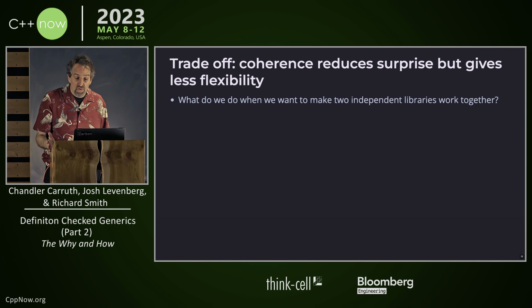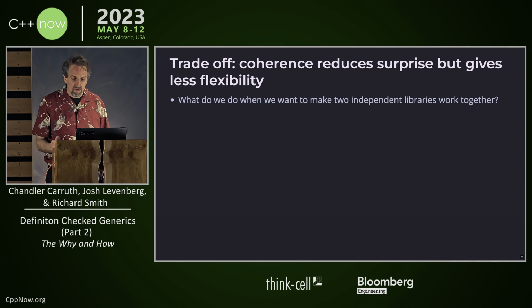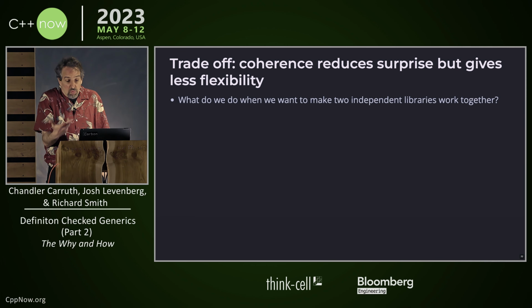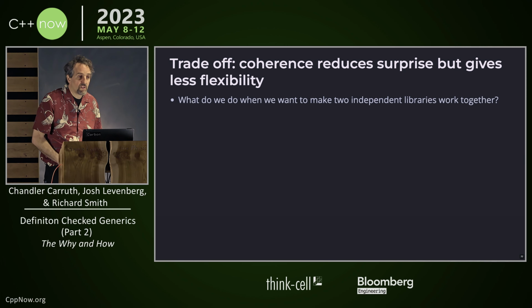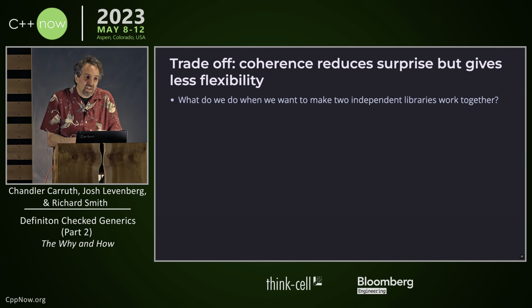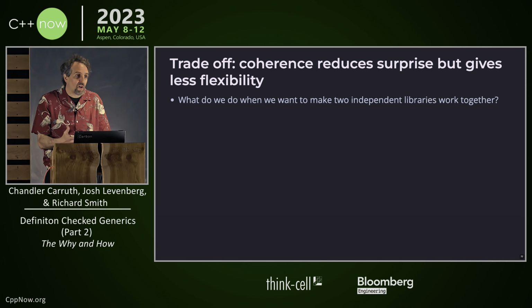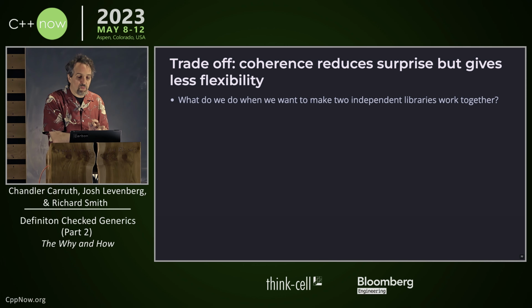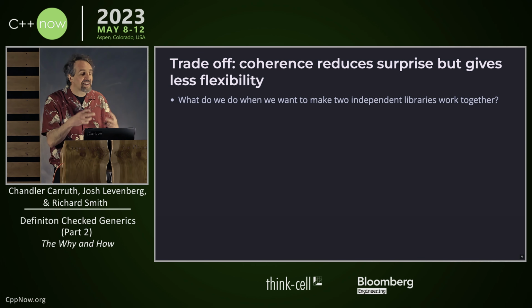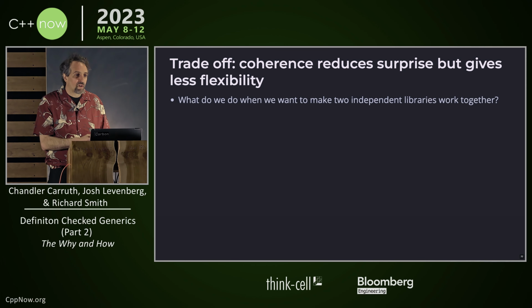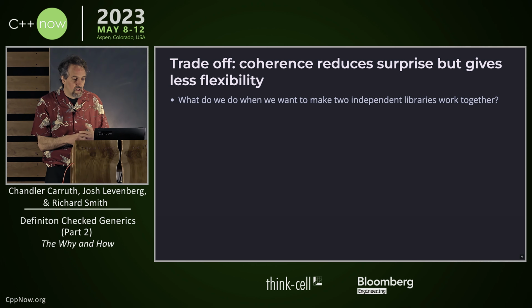So again, this is a trade-off in language design. Coherence reduces surprise, but it gives users less flexibility about where they can define their implementations. And for Carbon, this coherence aligns well with our priorities. We want to have very predictable behavior, low context sensitivity, and to support local reasoning.